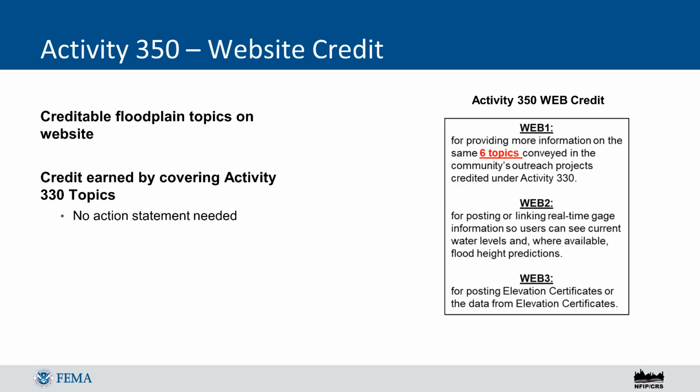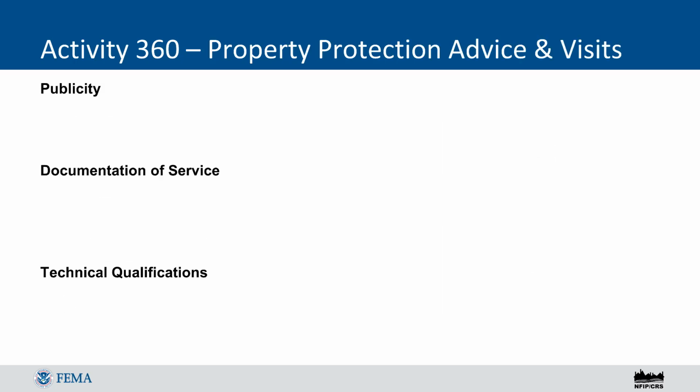Also under 350, we have website credit for floodplain management information you have on your website. Credit is earned by covering the same 6 topics as Activity 330, but keep in mind you don't need the action statement in 350, just the information. Activity 360 is another common activity.